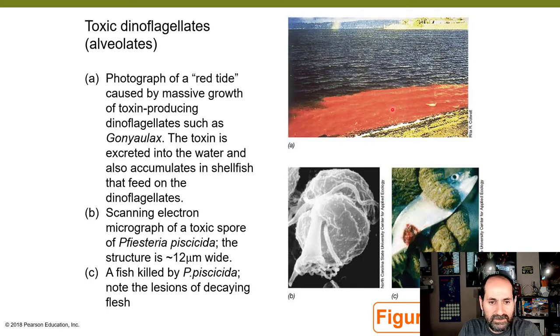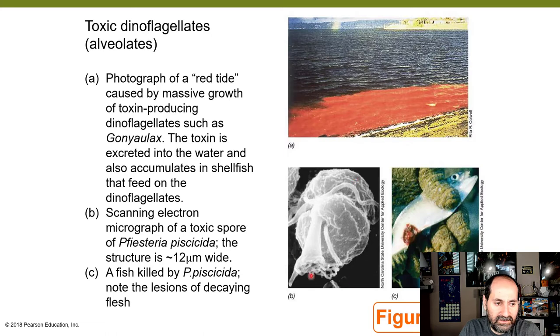This is the red tide I told you about, that you could see a red tide when these dinoflagellates are numerous and in bloom. And this red tide is caused by massive growth of these toxin producing dinoflagellates, such as Gonyaulax. The toxin is excreted into the water and also accumulates in shellfish that feed on the dinoflagellates.